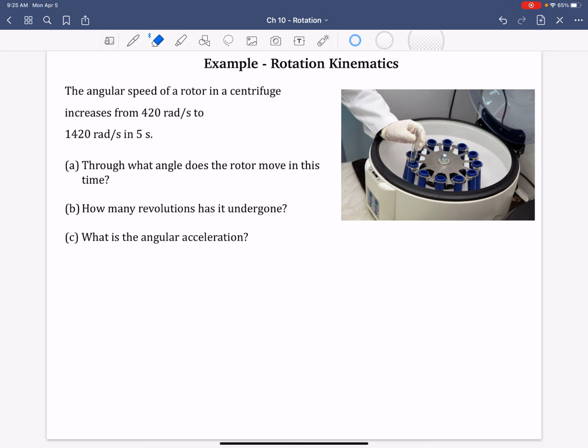All right, we're going to start chapter 10 off with some rotational kinematics. So let's hop right into it. What you see here is a picture of a centrifuge.